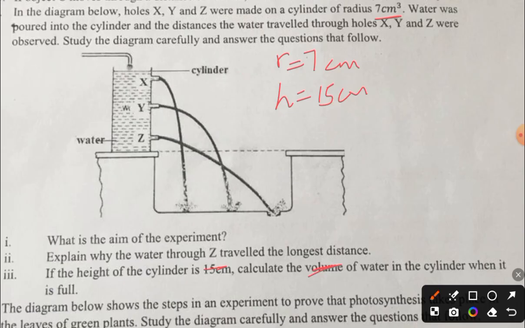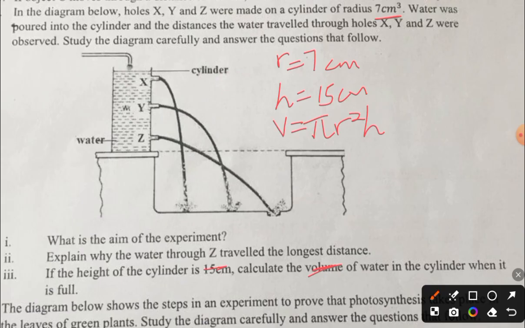Alright, so calculate the volume. The reason why I know this number here doesn't represent volume is that we have been asked to find the volume. This is a cylinder. Now, a cylinder has this shape. So we are going to apply what we know in mathematics in finding the volume of a cylinder. The volume of a cylinder, V equals pi r squared h.